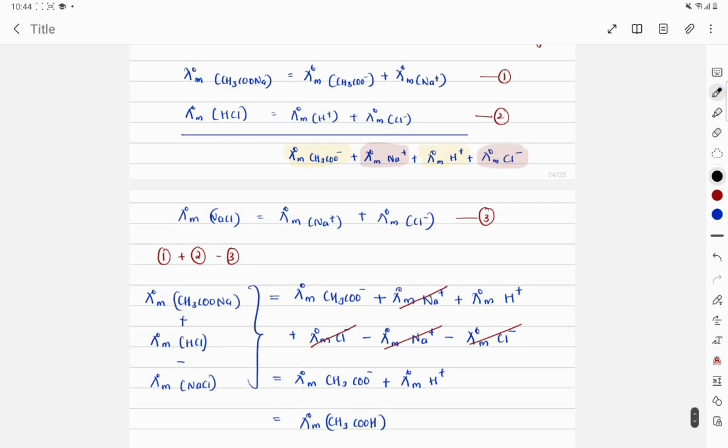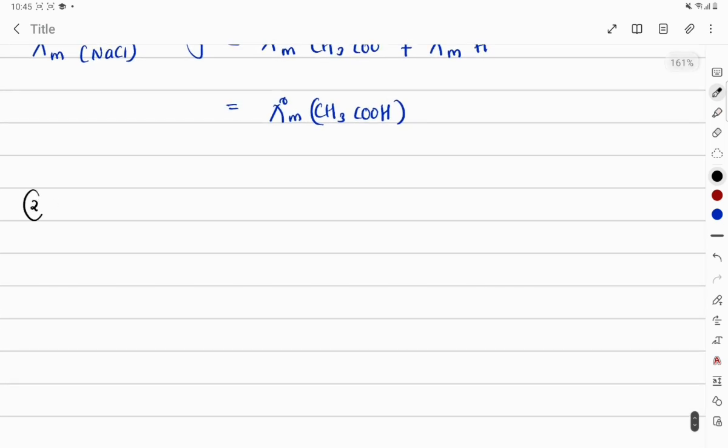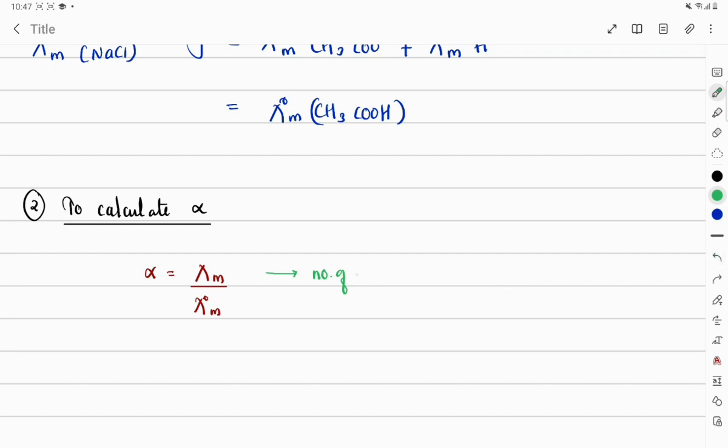Now let's look at the second application, that is to calculate alpha, the degree of dissociation. For that, we are using a particular equation. Alpha is equal to lambda m divided by lambda 0m. Lambda m actually represents the number of ions present in a solution at a time, present in any solution.